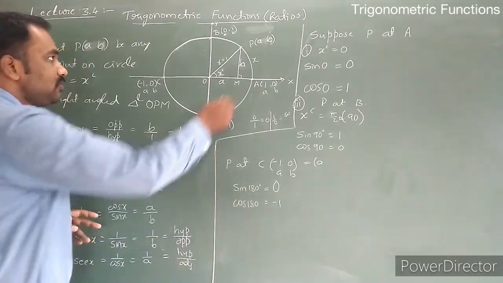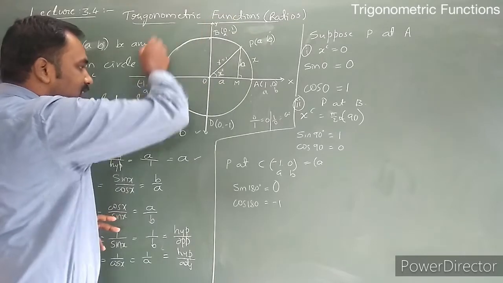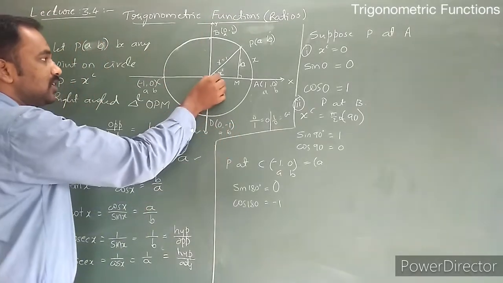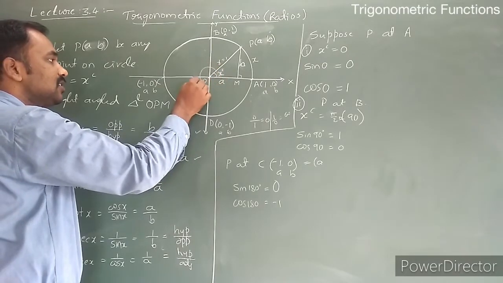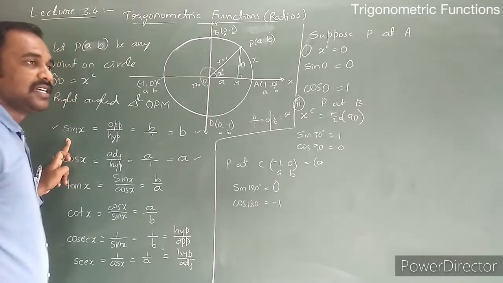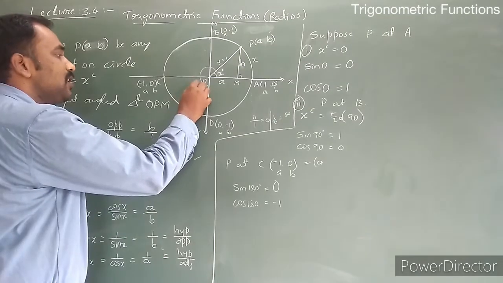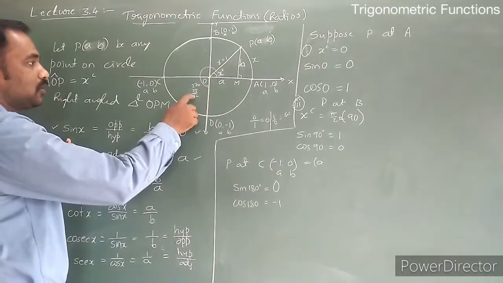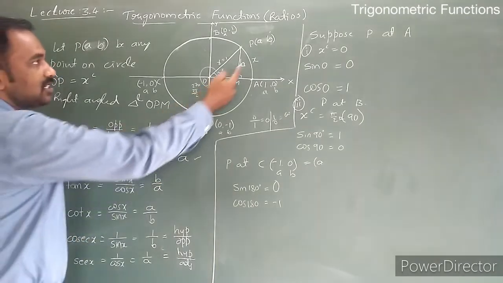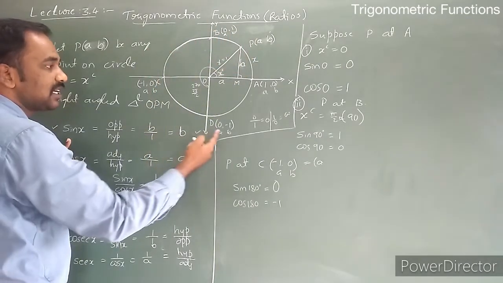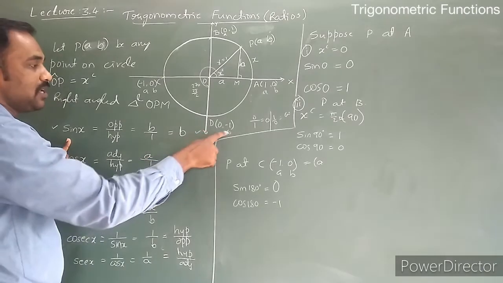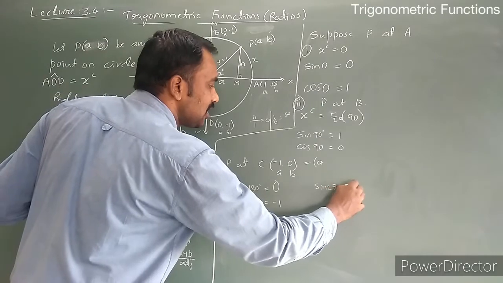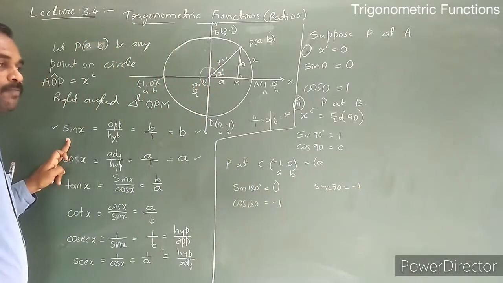Like that, we can extend it. Suppose P lies at D, with coordinates A comma B. Then what is the total angle? This total angle is 270 degrees, or 3 pi by 2 in terms of radian. What is the sine of 270? P point lies at D, the B value is minus 1. So sine of 270 is equal to minus 1.